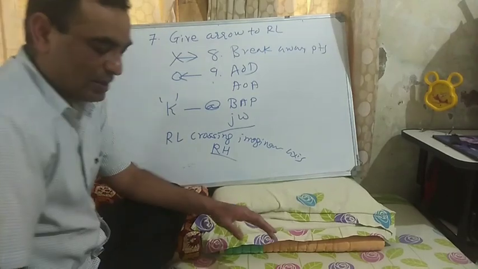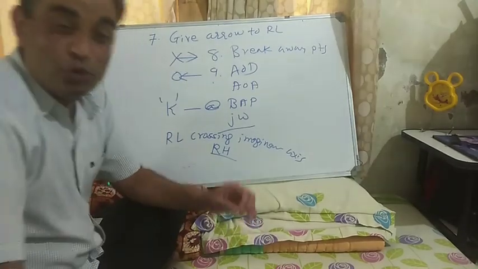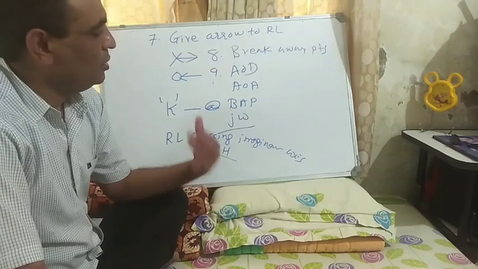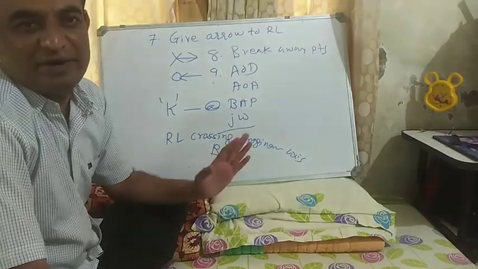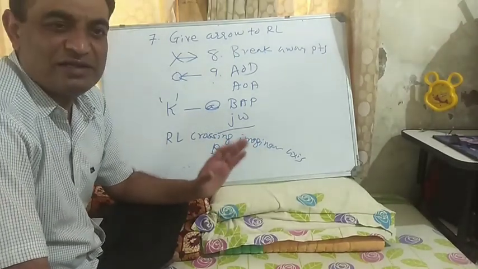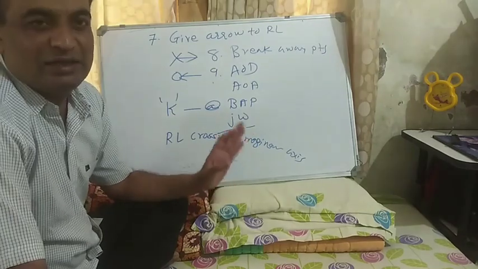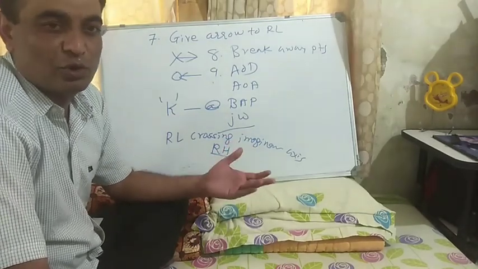So with this, the rules for sketching the root locus are over. We'll meet in the next lecture with one example, and we'll finish one example completely, and then I think you will be able to sketch the root locus on your own.